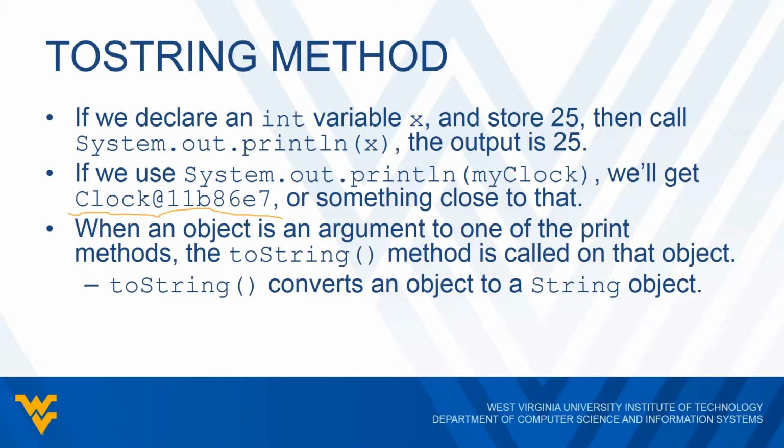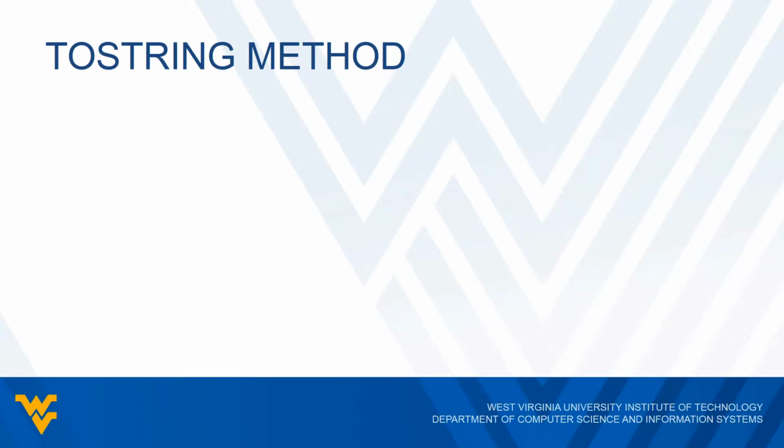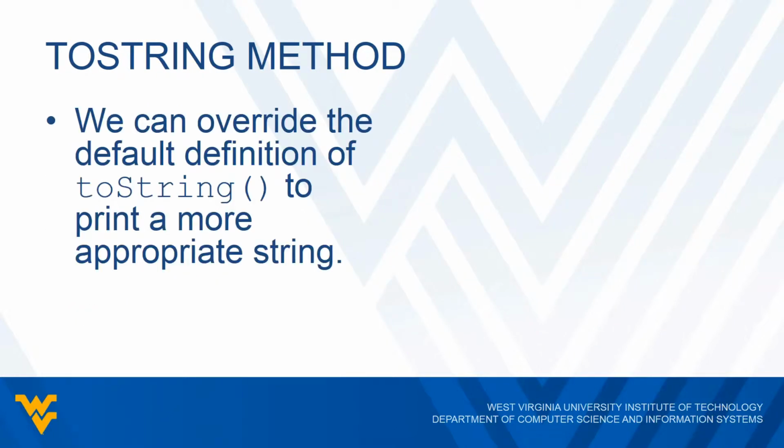So that probably doesn't help too much here though. I mean, what's really going on? Well, this toString method will convert our object to a string. But what is this type of string? It's going to be the object's class followed by the hash code for the object. Now, what's important is that we can actually change our default definition of toString.